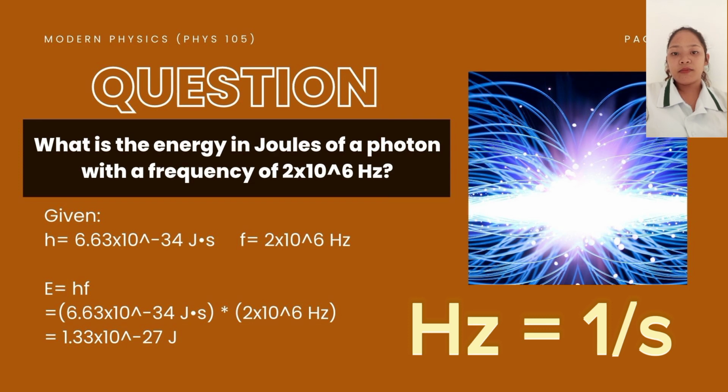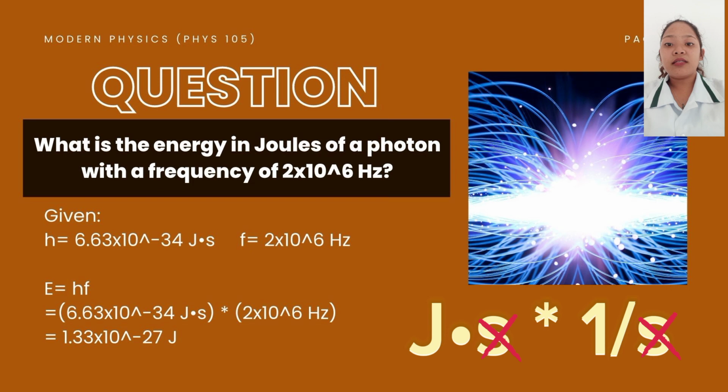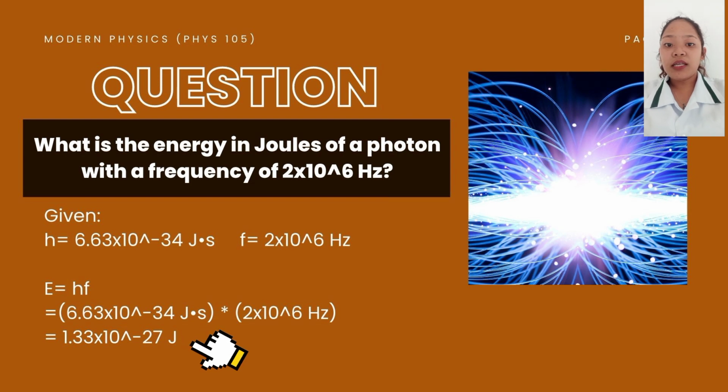It's just the same. Going back, to compute the energy of the photon: Planck's constant, which is equivalent to 6.63 times 10 raised to negative 34 joule-seconds, times 2 times 10 raised to 6, 1 over second. So cancel the second, so the remaining unit is joules. The answer is 1.33 times 10 raised to negative 27 joules.